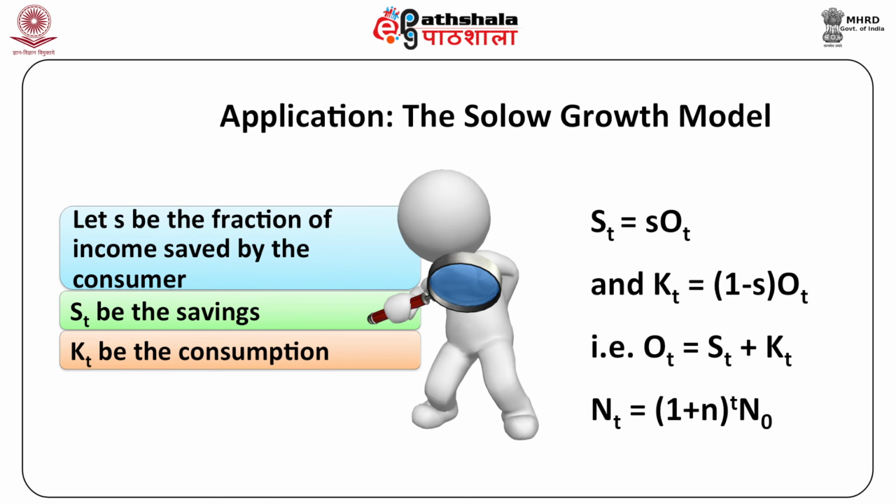Let s be the fraction of income saved by the consumer. Let S_t be the savings and K_t be the consumption. Then S_t is equal to s O_t and K_t is equal to (1 minus s) O_t. That is, O_t is equal to S_t plus K_t. Now let N_0 be the initial population size. Then N_t is equal to (1 plus n) raised to the power of t N_0.